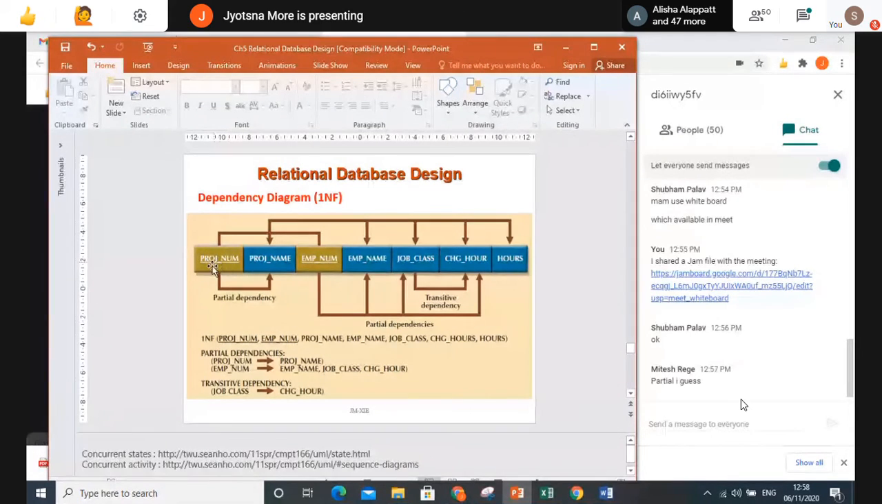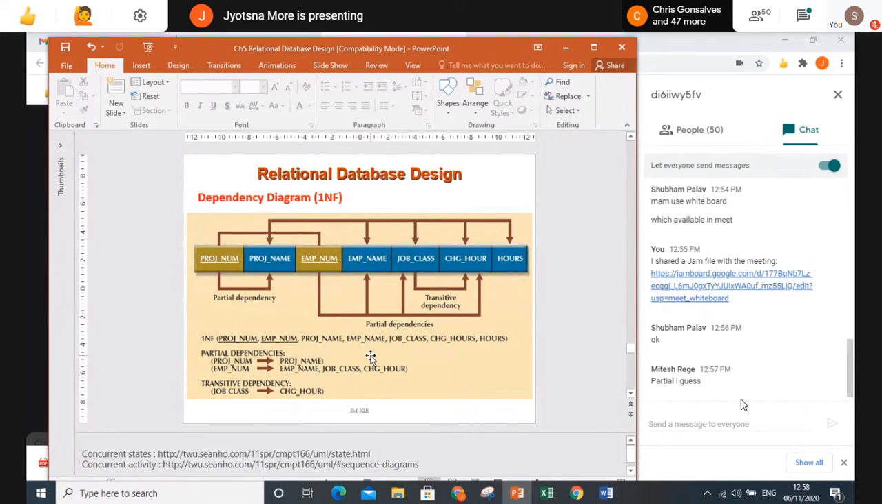Yes, Mitesh, you are right. This is a part of my key attribute which is determining some non-key attribute. So this is a partial functional dependency. So all of you where you have written F1: project number determines project name, write with pencil or with some other pen in bracket PFD, partial functional dependency, so that it will be easy for you to solve the sum. Clear? Okay. We'll go for next, F2.